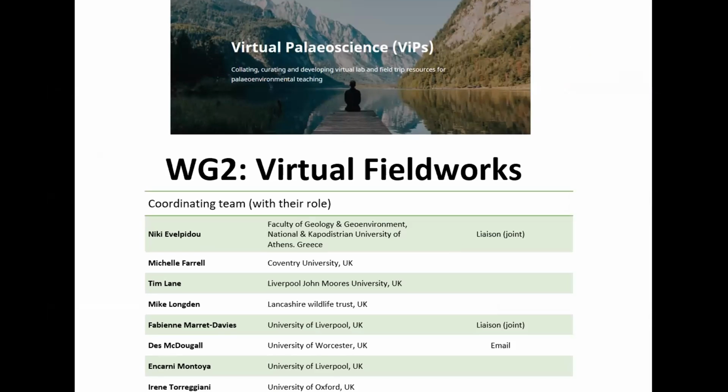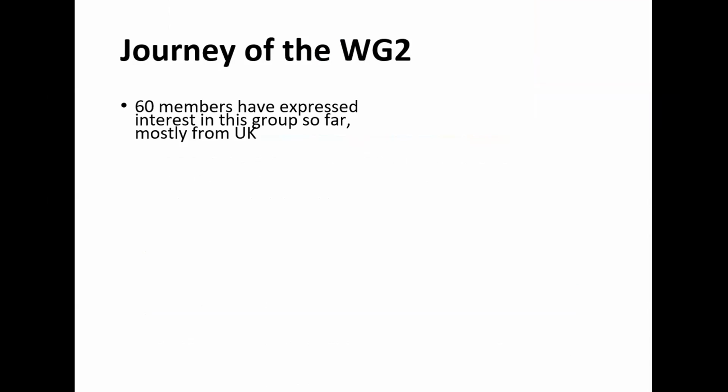Well, I'm not going to repeat what has been said previously. So what I'm going to highlight is the progress we have made from the start of the meeting. So here's an overview of the coordinating team, the people who have agreed to have some roles in organizing the ideas and everything else. So a little bit of the journey. Once the project has been launched, about 60 members have expressed interest in being part of work groups.